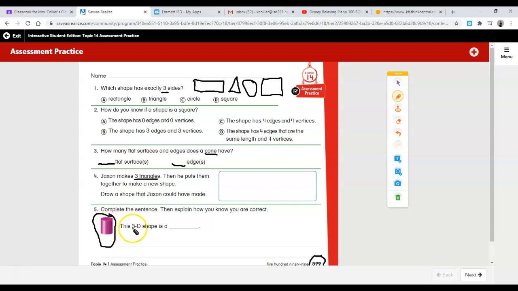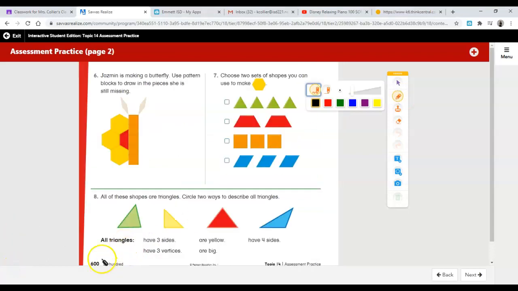So you would say this 3D shape is A, then write the name of what this shape is called. Then it wants you to explain how you know you're correct. So once you say what the name of this shape is, say how you know that is the name of the shape.